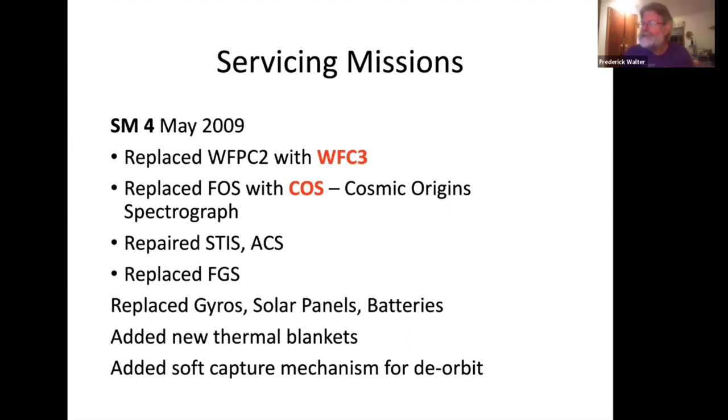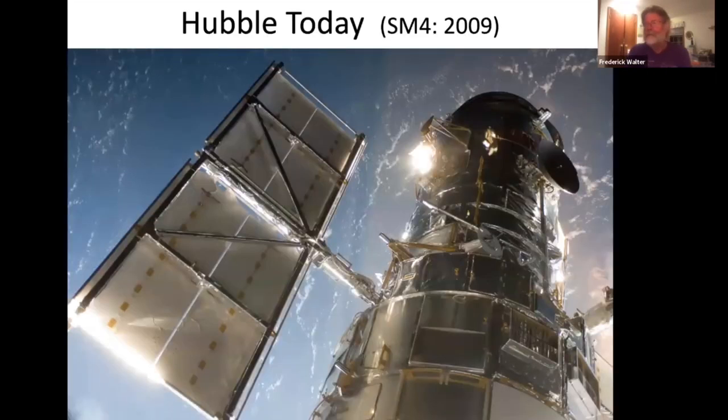The thermal blankets, these are those silver mylar panels covering the spacecraft that help it maintain its temperature, reflecting sunlight. Well, they degrade after 20 years in orbit. So they were all replaced. So it was a brand new spacecraft in 2009, brand new telescope, and they actually added what's called a soft capture mechanism to the back of it, so that if NASA wanted to do anything with it in the future without access to the space shuttle, they could grab it.